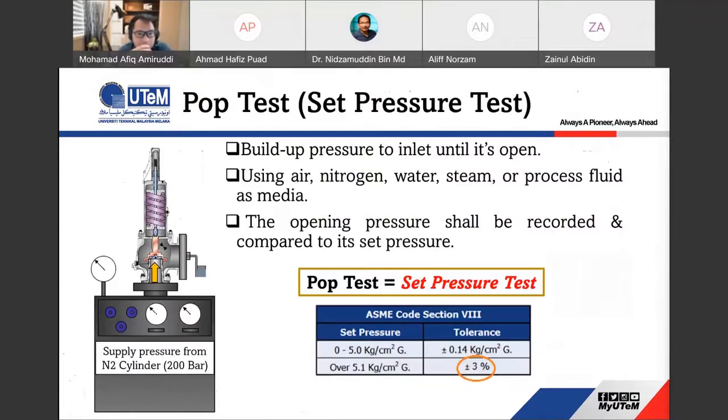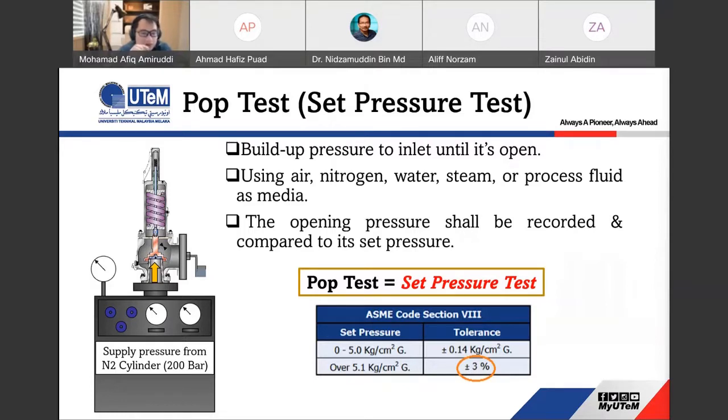Okay, the pop test, or set pressure test, initially builds up pressure at the inlet until the valve opens. So we give high pressure to the inlet. Basically, they use the supply pressure from a nitrogen cylinder. If the application is not very high pressure, we use 200 bar. Using air, nitrogen, water, or steam process fluid as the media, they push the media to the inlet until the valve opens, and the operating pressure is recorded and compared to its set pressure. We call this the pop test.